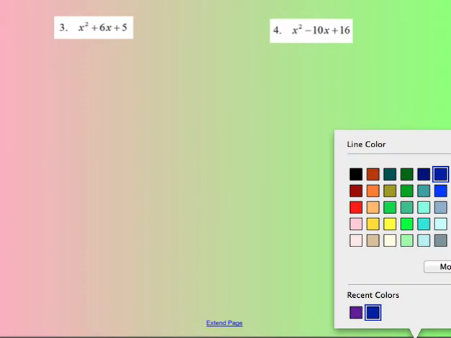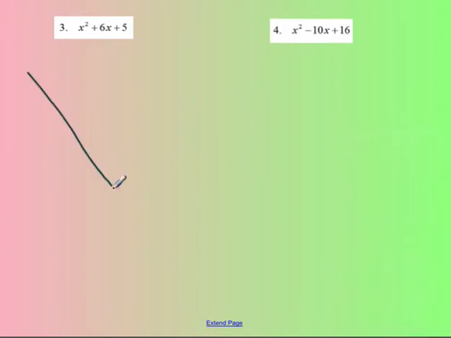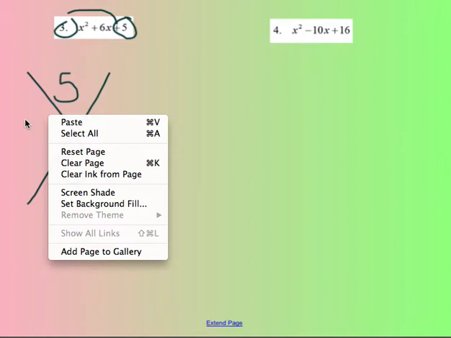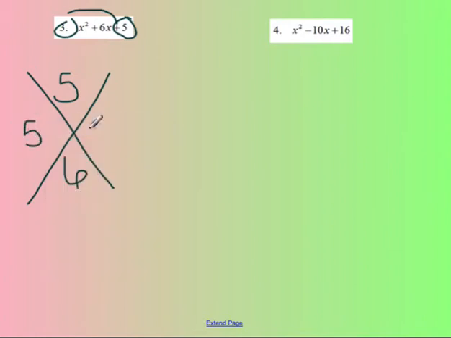So let's go ahead and set up our x. Now normally we'd multiply a times c, but since a is equal to 1, it's just going to be 5. So we're multiplying to 5 and adding to 6. This is something you've done before. Okay, so to multiply to 5, you have 5 and 1. So to add to 6, we're going to do 5 and 1. So completing the x shouldn't be that difficult anymore.